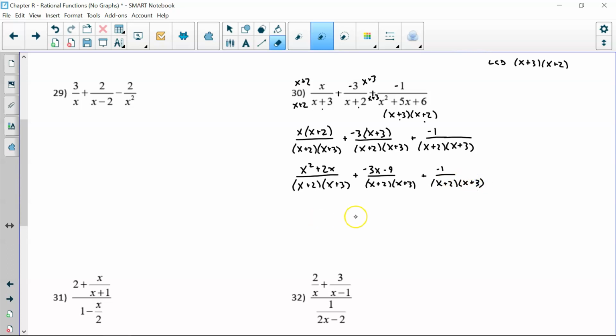And now our denominator stays the same, x plus 2, x plus 3. And now we add. We have an x squared, 2x plus negative 3x is minus x. Negative 9 minus 1 is negative 10. And now that quadratic is not factorable on the top half, so there's our final answer, fully factored and simplified.